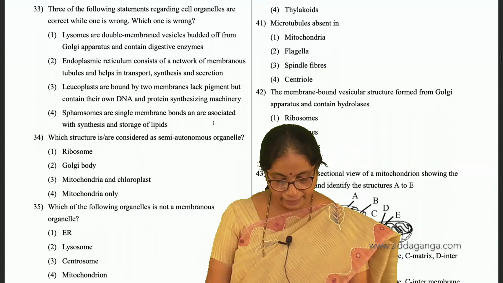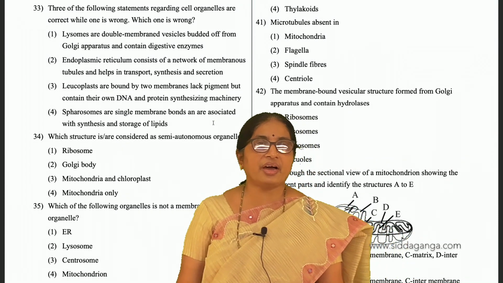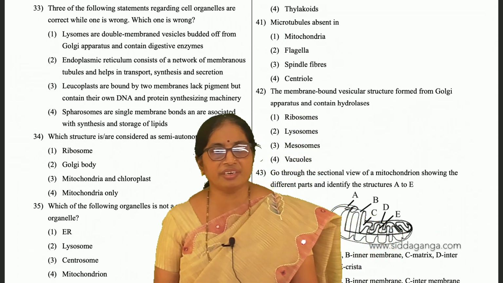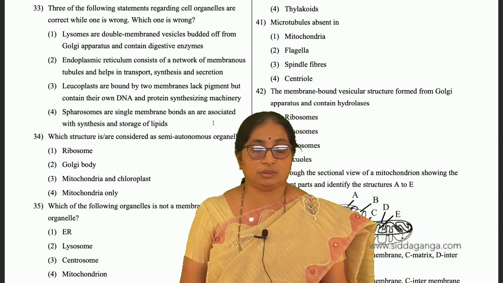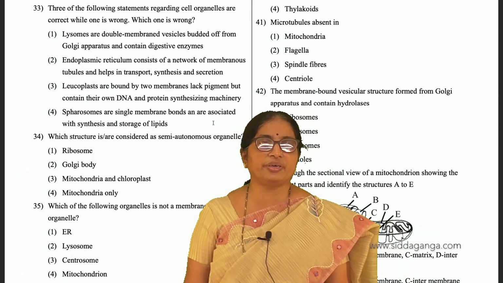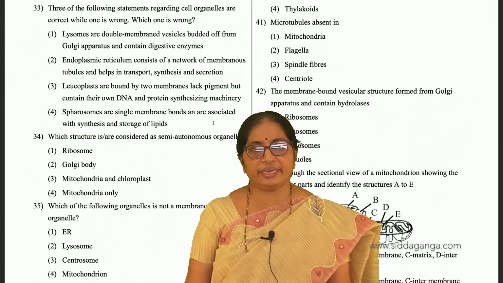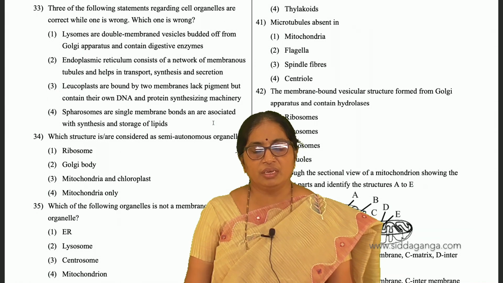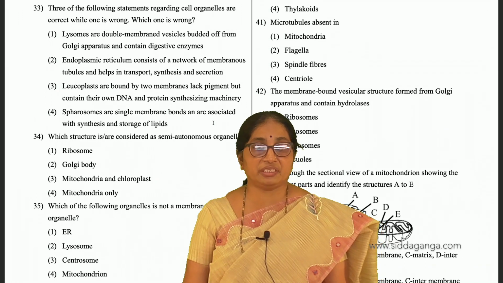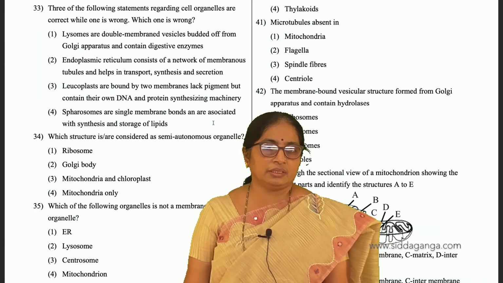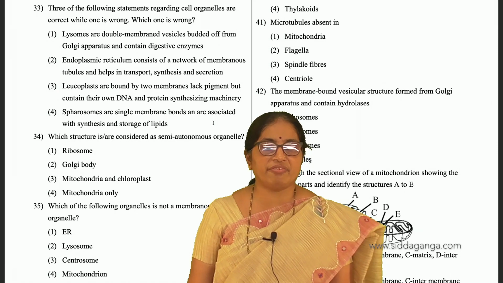Question number 33. Three of the following statements regarding cell organelles are correct while one is wrong. Which one is wrong? Statement 1 tells: lysosomes are double membrane vesicles budded off from Golgi apparatus and containing digestive enzymes. Read the statement once again. The first half of the statement is absolutely wrong, and the second part of the statement is absolutely right. Lysosomes are double membrane vesicles.